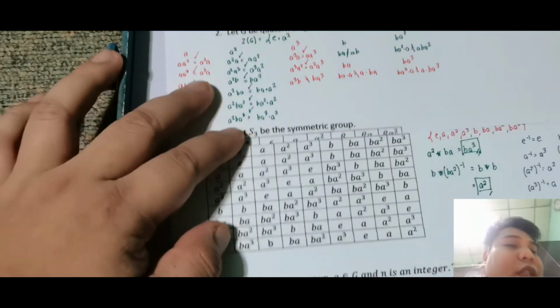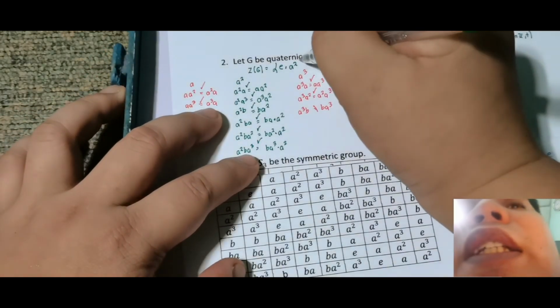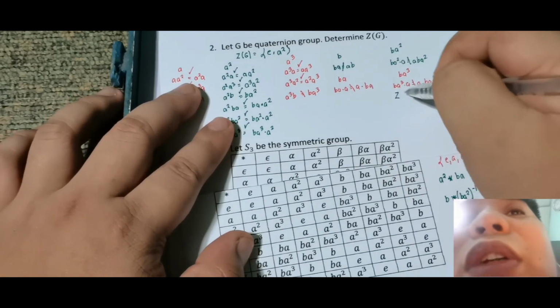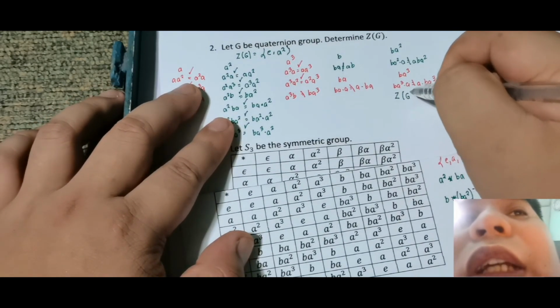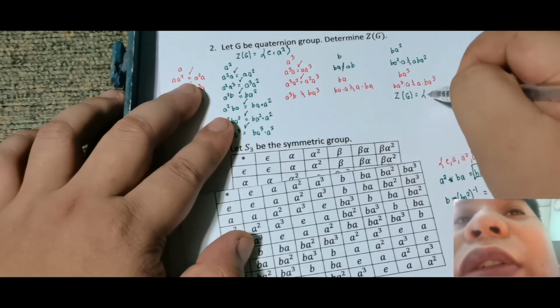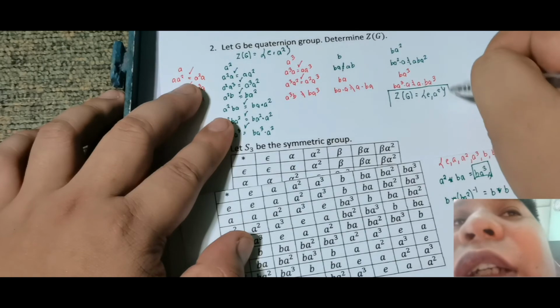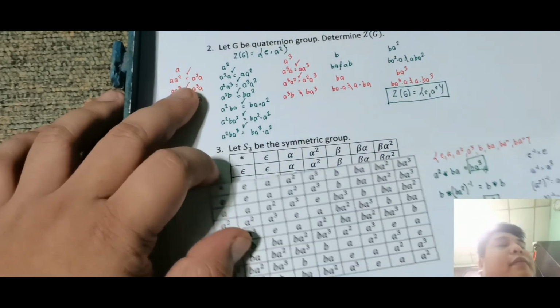So, ano lang yung ating center? Ang center lang natin is ito. Okay, sulat ko lang ulit. The center of quaternion group natin is equal to the set containing E and A squared. So, ito yung ating sagot. Okay, so ganun siya. Simple.